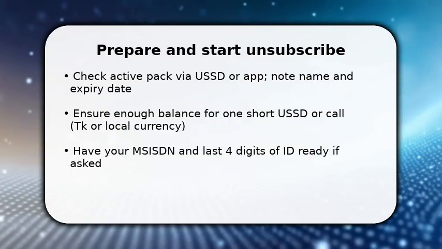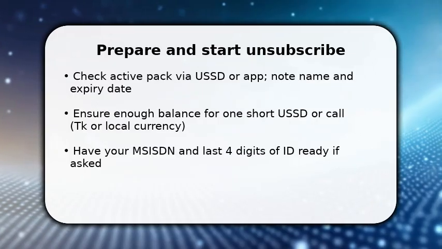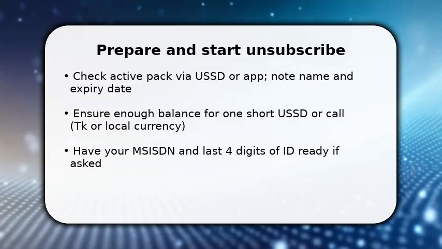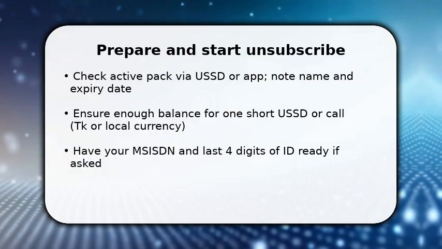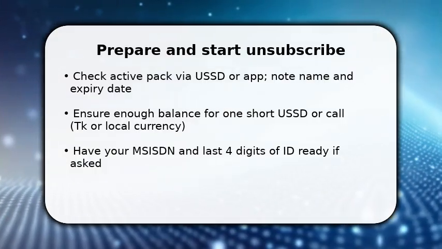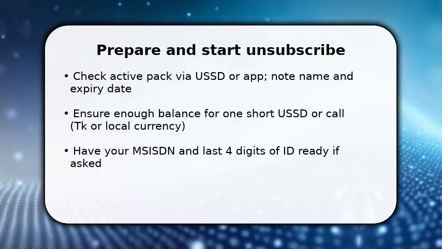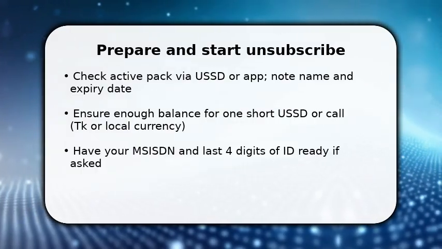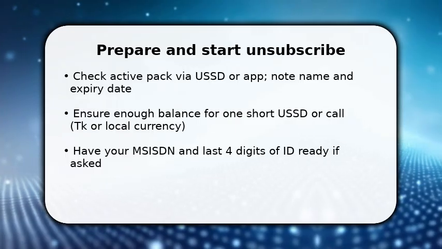You begin by confirming which GP internet pack is active and its expiry so you don't cancel the wrong plan. Open the GP app or dial the provider USSD code and view active bundles. Write down the pack name and expiry. Once done, make sure you have a small balance for the transaction and your phone can make calls.